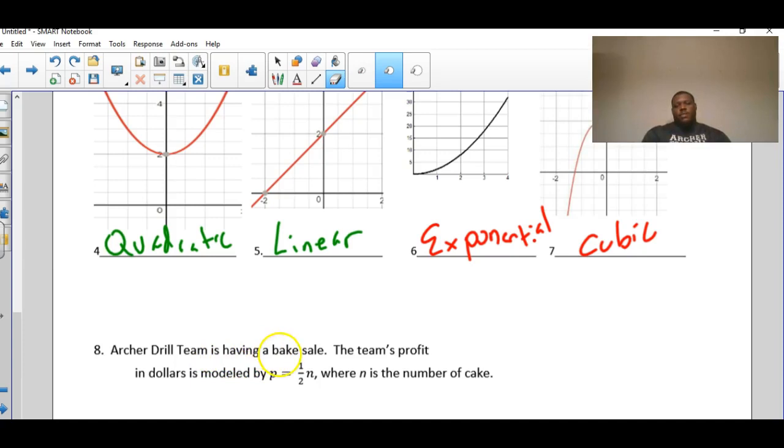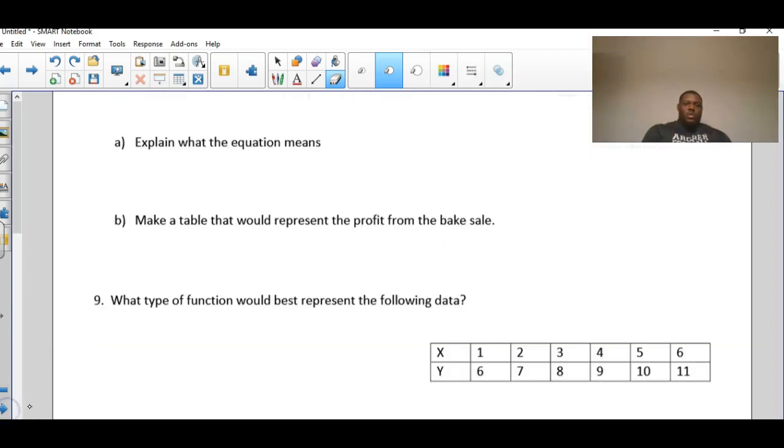The Archer Drill team is having a bake sale. The team's profit in dollars is modeled by this equation: P equals 1/2 of N, where N is the number of cakes. So if you buy a cake, your price is half of that. You buy 2 cakes, your price is half of that. You buy 3 cakes, your price is half of that. N just means how many cakes you bought. All right, let's go to the next worksheet.